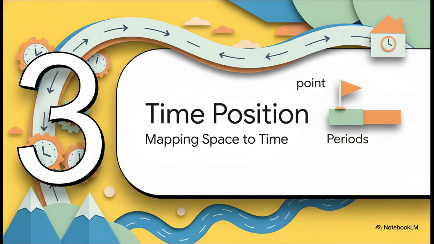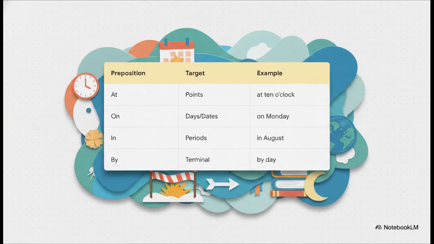All right, Section 3, Time Position. This is where we start mapping physical space directly onto time. To truly master time position, we have to conceptualize how English moves from the highly precise tiny points all the way out to massive, expansive periods. Think of it kind of like a camera zooming out.